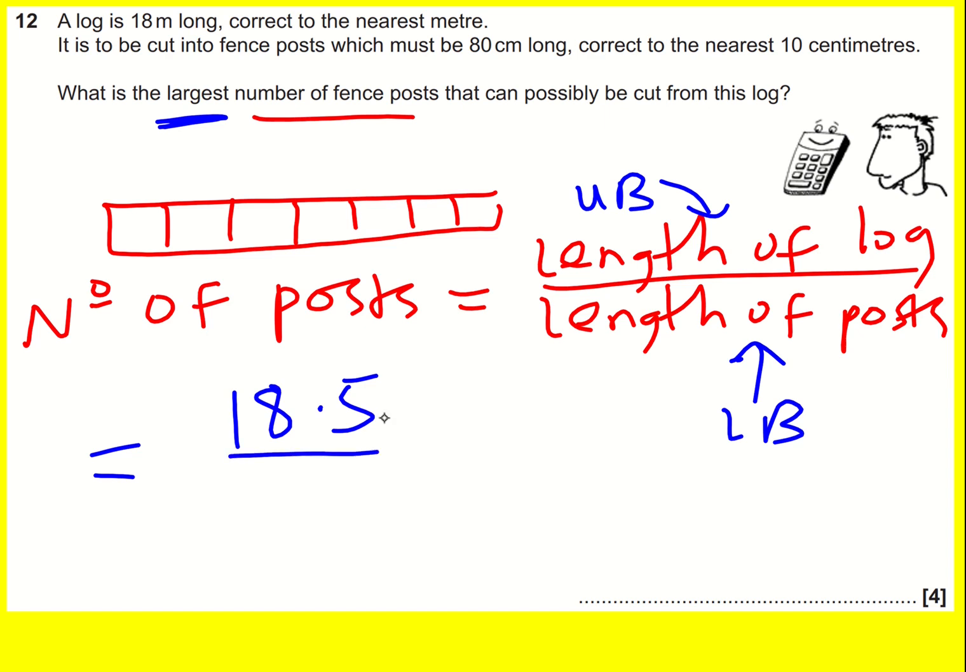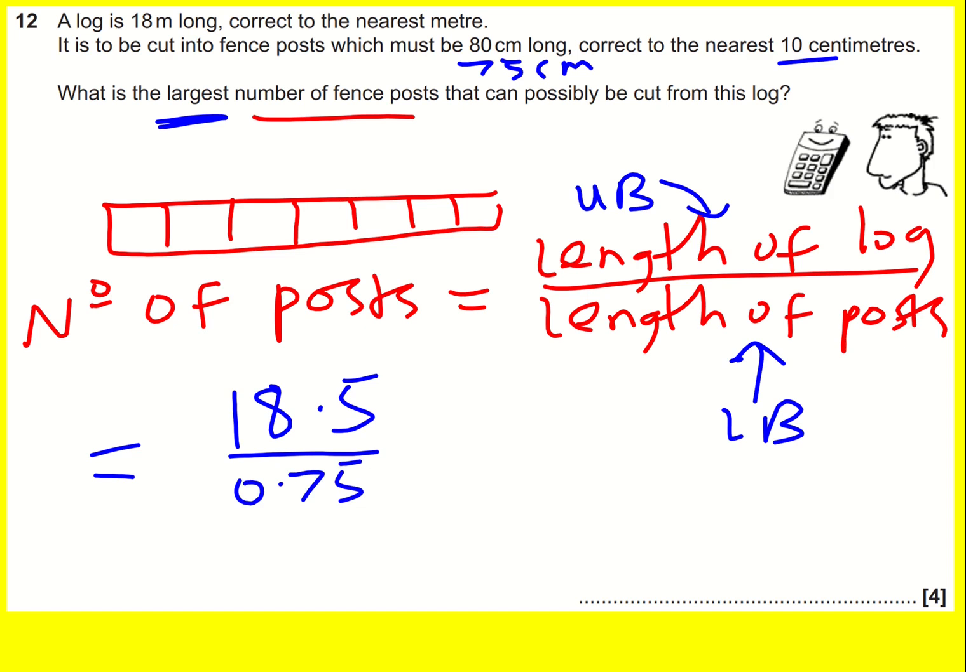And then we divide by the lower bound of the posts. Well, 80 centimeters to the nearest 10 centimeters, that's going to be 75 centimeters. But we need to change it to meters, so we're going to divide through by 100, and we are dividing through by 0.75. So that is the key calculation.